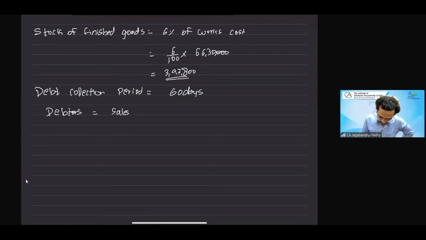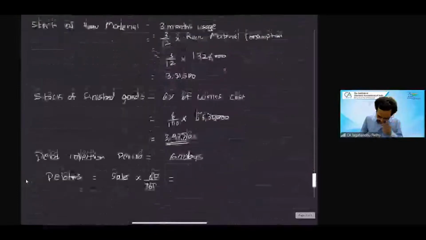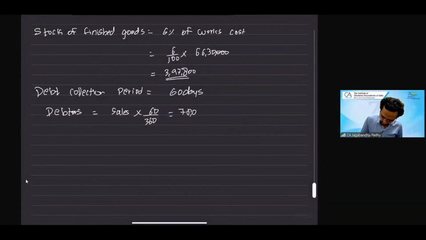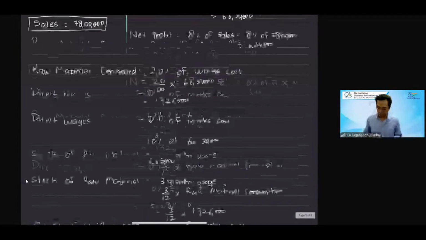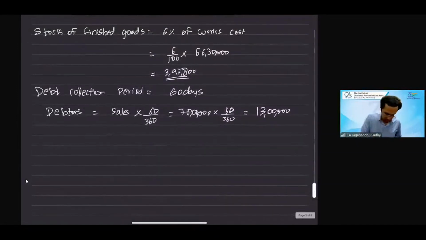Okay, so debtors will be sales into 60 by 360, assuming 360 days. Sales was 78 lakh. So 78 lakh into 60 by 360 is 13 lakh. So we got the debtors as 13 lakhs. Okay, let's see ahead.